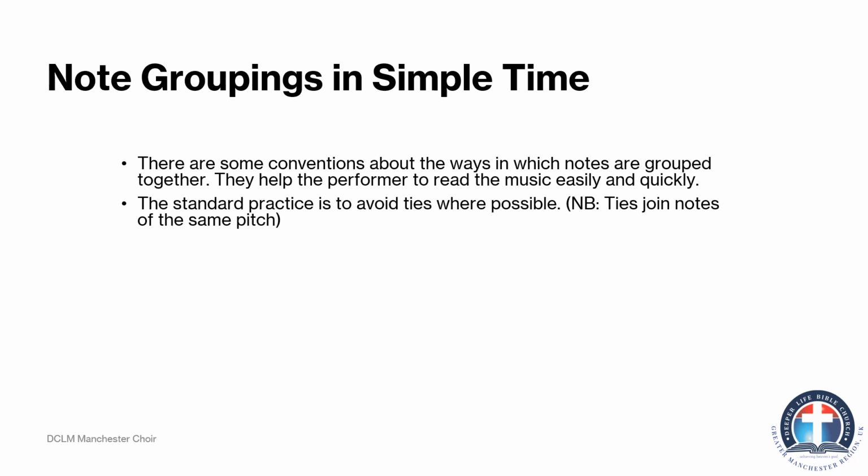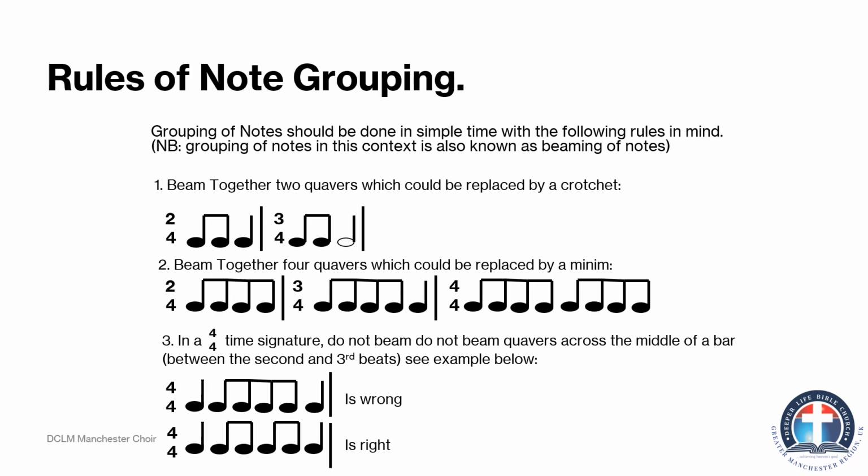Note groupings in simple time signature. There are some conventions about the ways in which notes are grouped together. They can help the performer to read music easily and quickly. The standard practice is to avoid ties where possible. Now, there are certain rules of note grouping, and this is what this class is going to focus on. When you're grouping notes in simple time signature, we must keep these rules in mind.